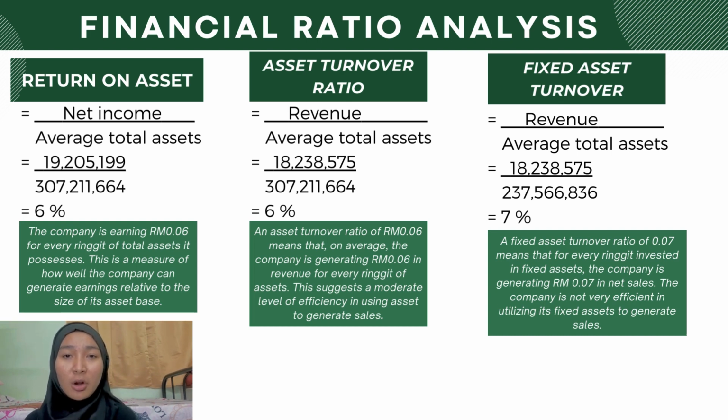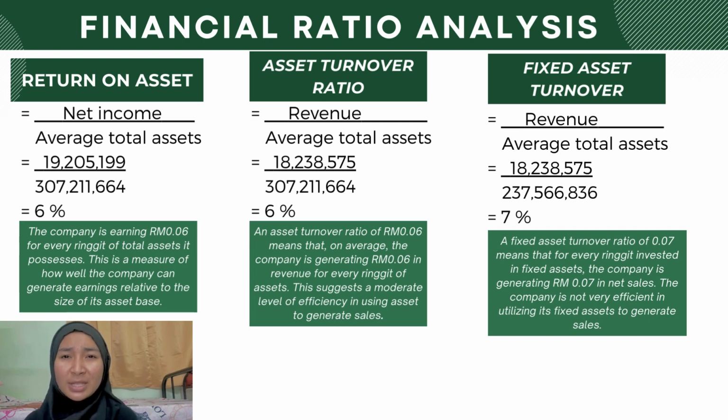After that, asset turnover ratio. Asset turnover ratio can be used as an indicator of the efficiency with which a company is using its assets to generate revenue. We need to divide revenue by average total asset. The revenue that the company earned in 2022 was 18,238,575 and 307,211,664 for the average total asset.